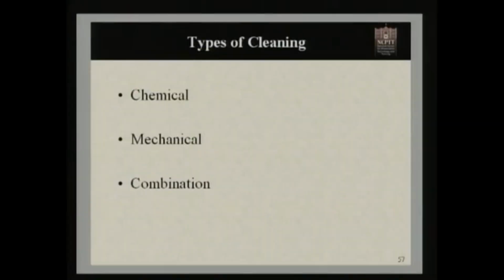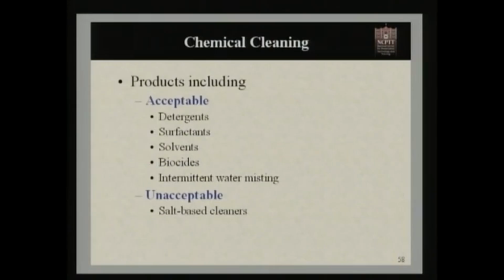Now that we've sort of touched on that, we're going to talk about the types of cleaning that we can do. Now, one of the main types that we'll talk about and is done is chemical treatments. Also, of course, there's mechanical, and there's good and bad with both of those, and we'll discuss that. And then, of course, the most common probably is the combination of the two. So when we talk about chemical cleaners, let's look at some of the acceptable types and the unacceptable types.